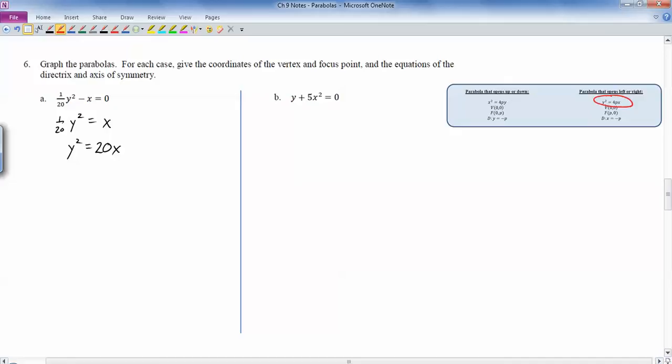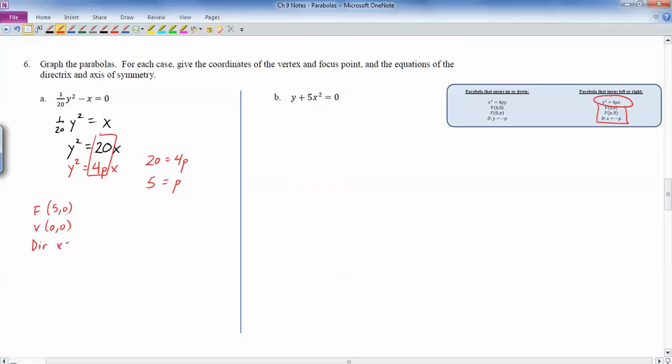So it's going to open left or right. And we know that it's in the form y squared equals 4px. Well, the y squareds match up, the x's match up, so that means that 20 and 4p have to match up. Well, that means p is 5. Okay, and coming back over here to our cheat sheet, well, that means that our focus is 5, 0. So the focus is going to be at 5, 0. The vertex, just like all of them, is going to be at 0, 0. And the directrix is going to be at x equals negative 5.